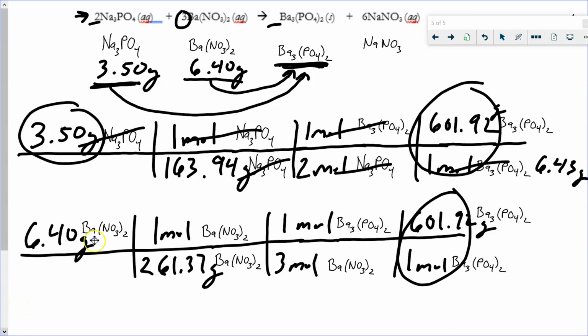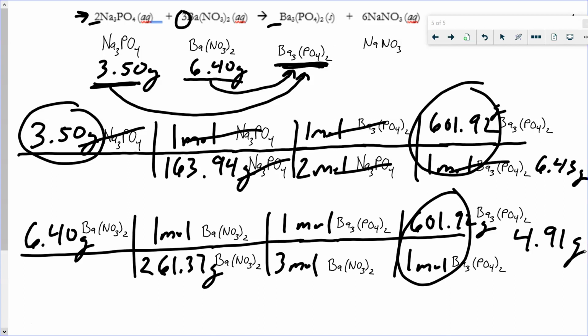We can see we went from grams to moles, and then moles of barium nitrate to moles of barium phosphate. And the key thing is we're going to end with grams of the barium phosphate for both of these. So when you calculate this out, you get 4.91 grams.